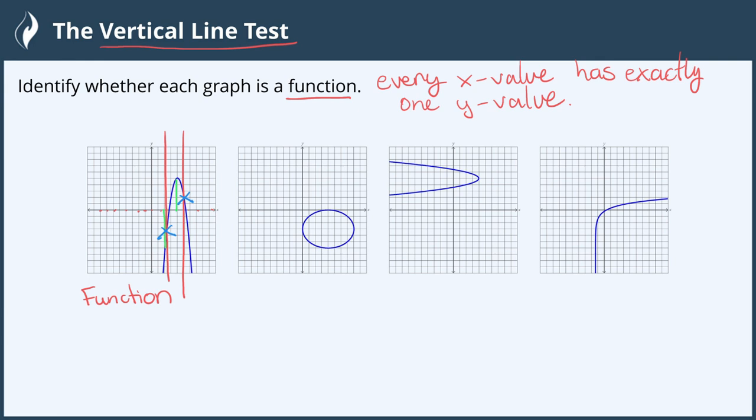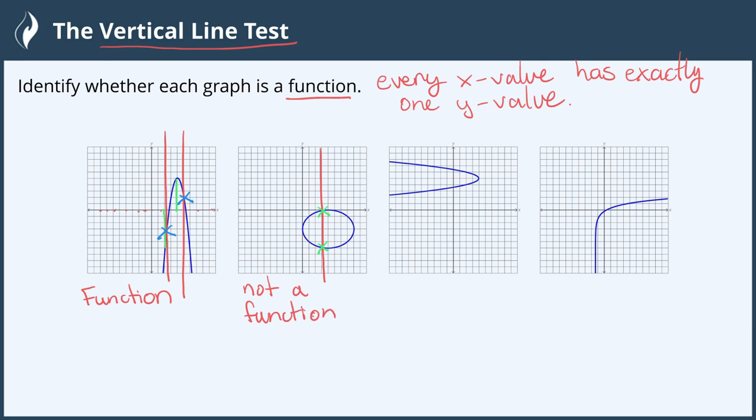Our second graph, as we draw a vertical line through here, in fact, at every point, we can see that it crosses twice through the graph, which means it does not pass the vertical line test. That means that I have more than one y value for those x values. So it violates the definition, meaning that this is not a function.